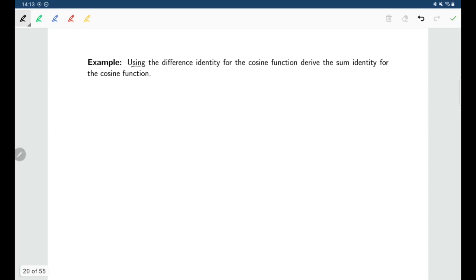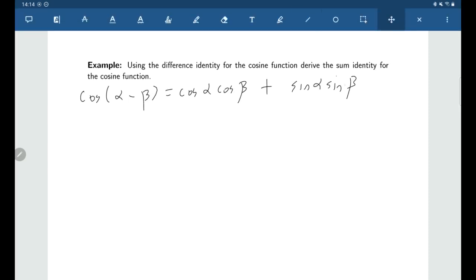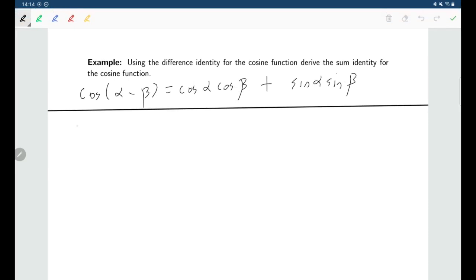So here we're going to use the difference identity that we know. We know that cosine of alpha minus beta is cosine alpha cosine beta plus sine alpha sine beta. And what we'd like to do is use that to generate the identity for cosine of alpha plus beta.